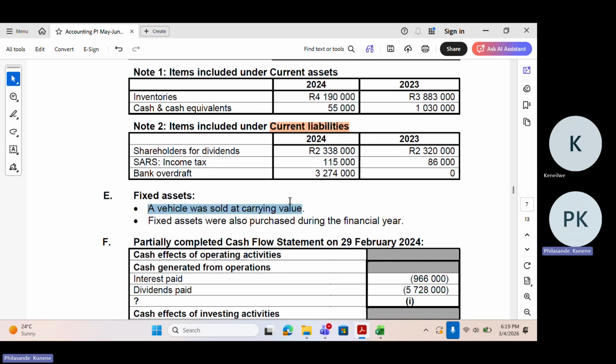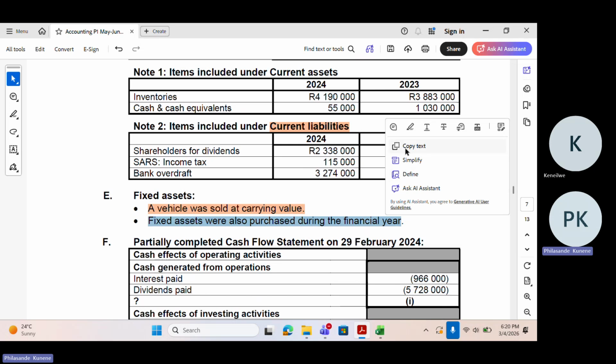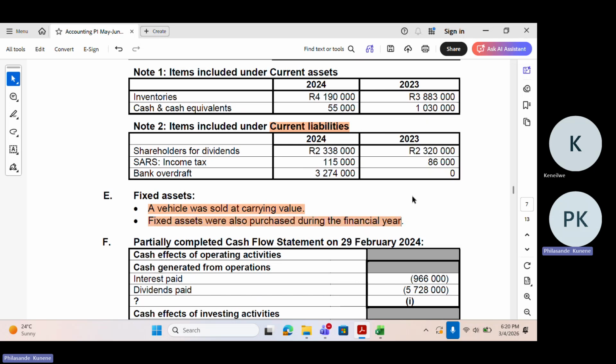Fixed assets: a vehicle was sold at a carrying value, but we don't know how much the vehicle was sold for. And then fixed assets were also purchased during the financial year, so we do have those additions. Which means in my cash flow statement, there will be proceeds from the sale of vehicles, or proceeds from the sale of fixed assets. There will also be a purchase of fixed assets in my cash flow statement.